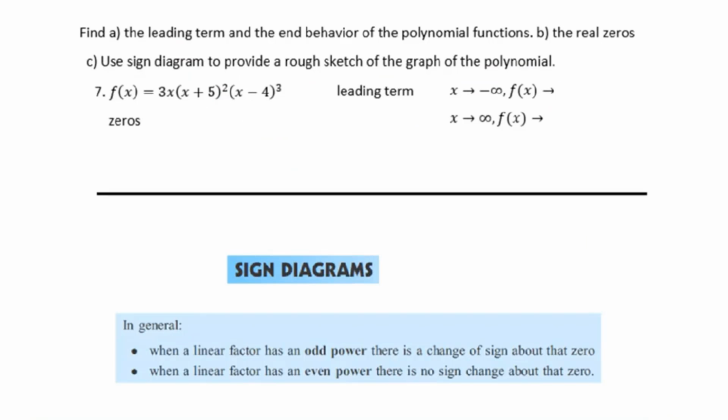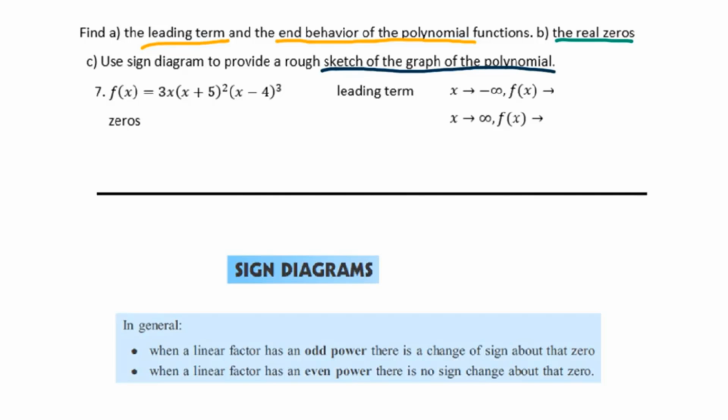Let's do more practice, and we try to sketch the graph of a polynomial this time. First of all, find the leading term and the end behavior of the polynomial function. Then find the real zeros.